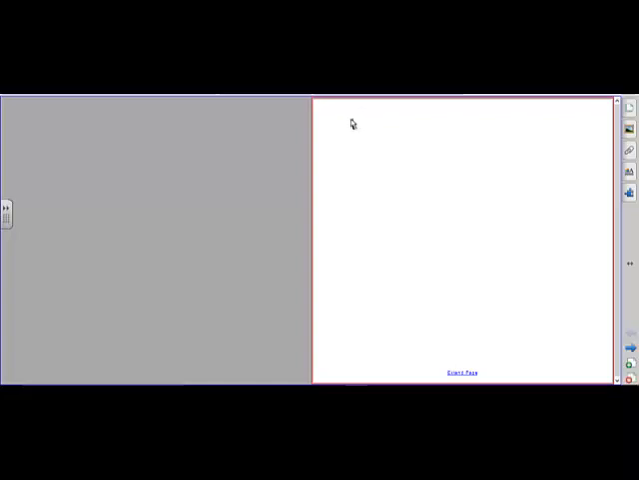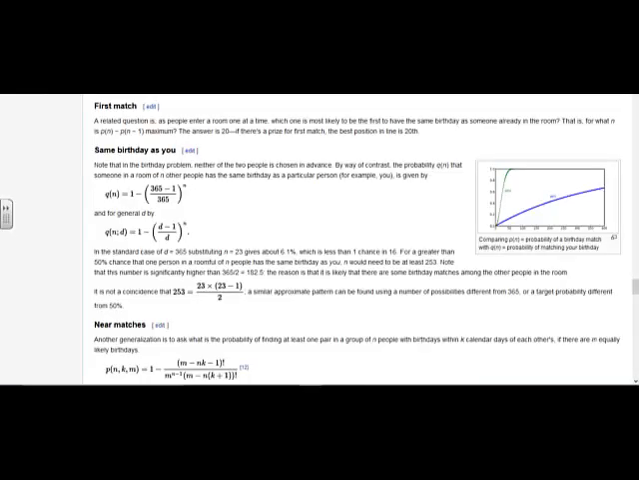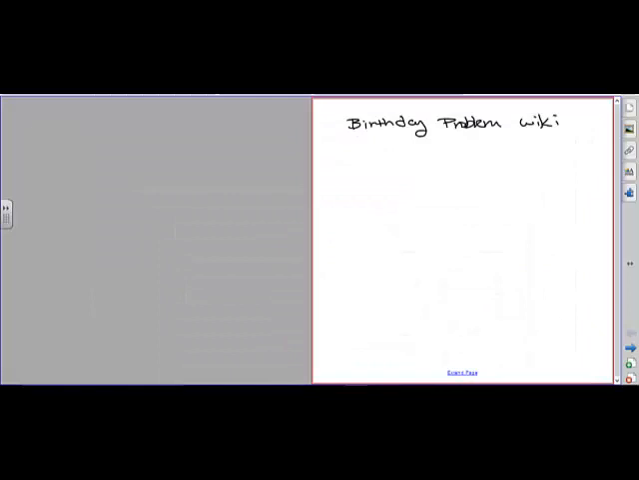So the way you find this out is you're going to do a little research here. Go on to Wikipedia, search birthday problem, Wikipedia, and then if you go down into the index, you'll see it's called Same Birthday as You. So go down to Same Birthday as You.